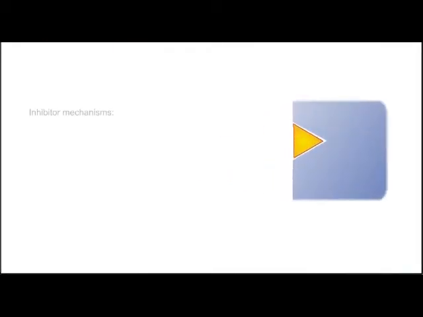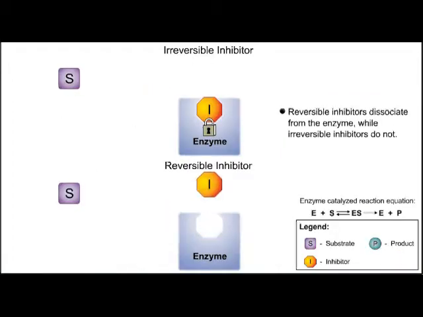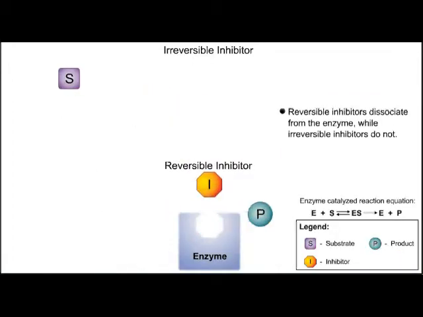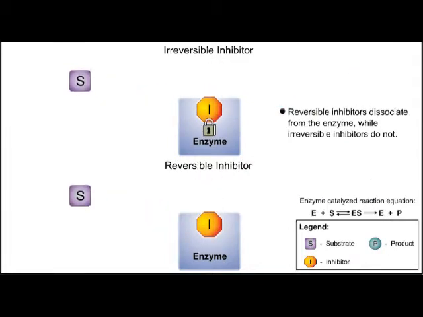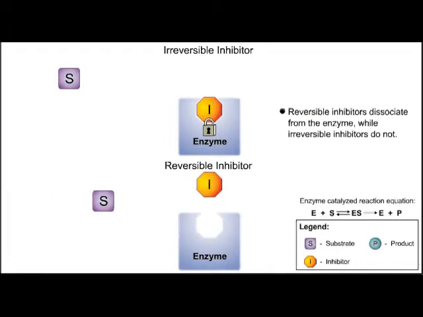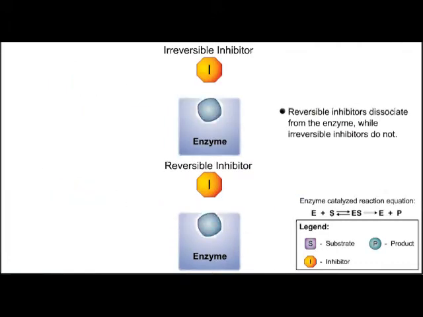Enzyme inhibitors alter the activity of an enzyme by decreasing the enzyme's ability to bind substrate, lowering its catalytic turnover, or both. There are two main classes of enzyme inhibitors, reversible and irreversible, that are differentiated by the magnitude of their affinity for enzyme. Reversible enzyme inhibitors bind and dissociate with their enzyme in an equilibrium process. Irreversible inhibitors bind tightly to an enzyme to form an essentially permanent complex.